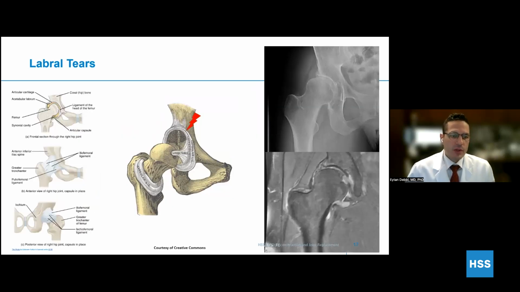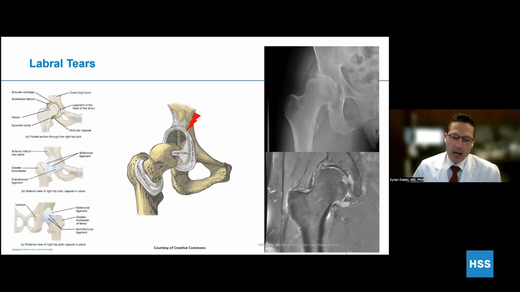Another common issue that we see are what's called labral tears. The labrum of the hip is actually a really fascinating structure. It basically acts as a gasket to this ball and socket joint, and it provides the hip with not only stability, but a little bit of suction in the hip, and nice fluidity of motion.